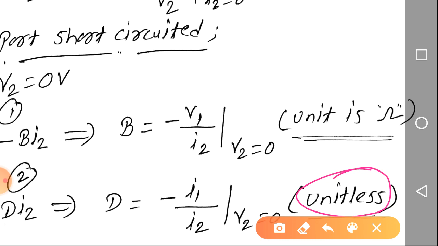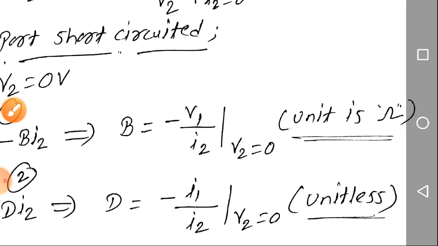Because in the case of Z parameters, the unit of all the Z parameters was ohm, and in the case of Y parameters, the unit of all the Y parameters was mho, right? Because it was current to voltage. But in the ABCD parameters, we are having different things, right?